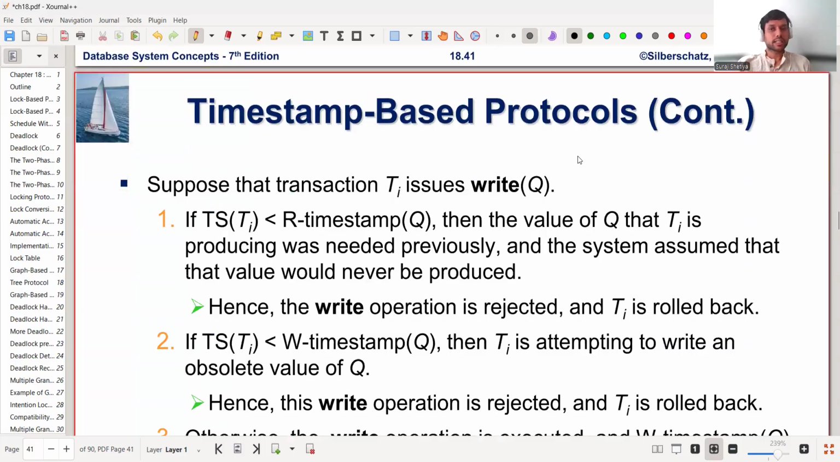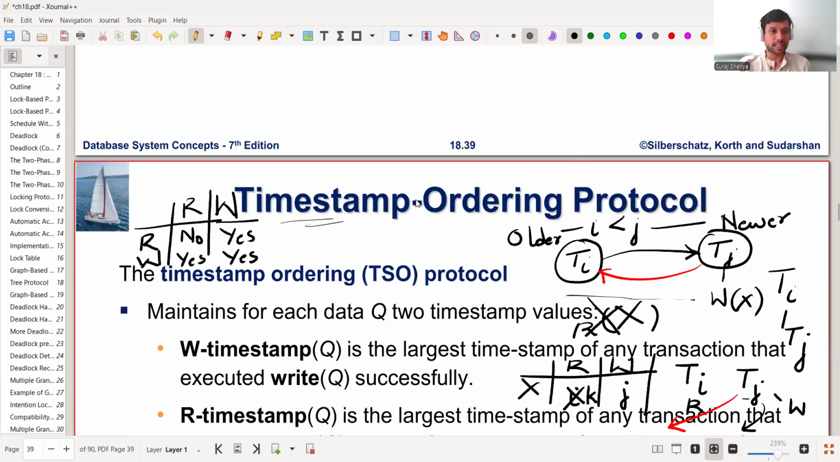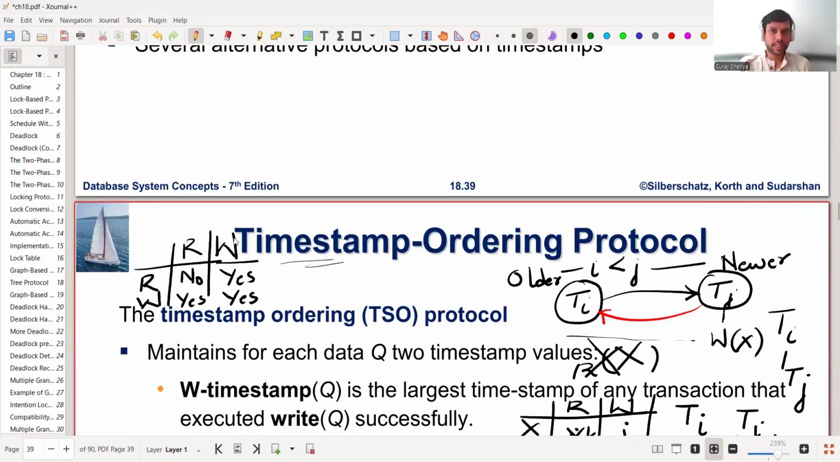Now let's look at a similar thing for write. Write is very similar to read, except that if you look at this table here, a write conflicts with what? A write conflicts with read, and a write conflicts with write as well. You can look at either of these. Write conflicts with write as well as write conflicts with read.